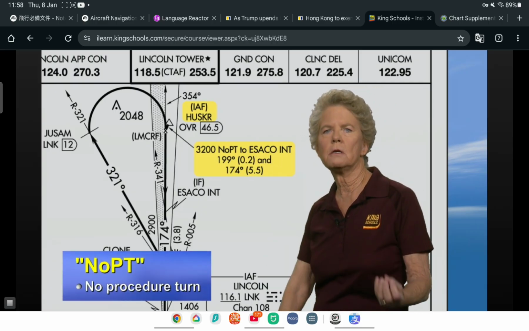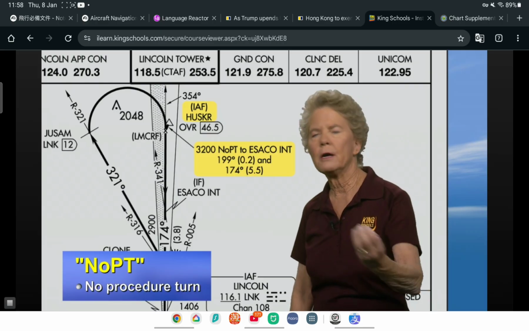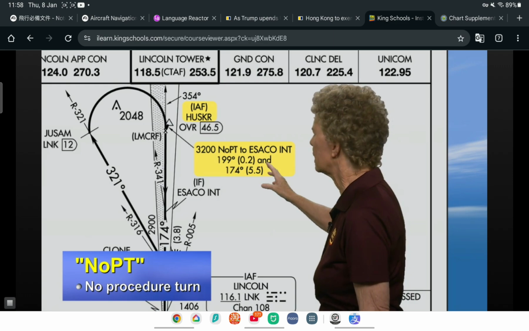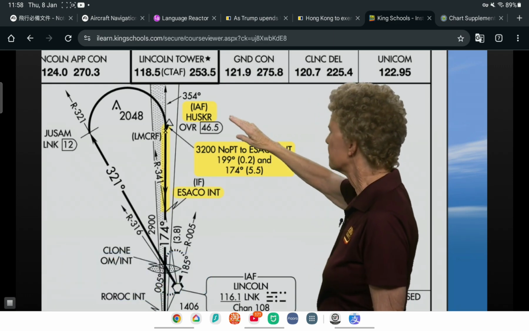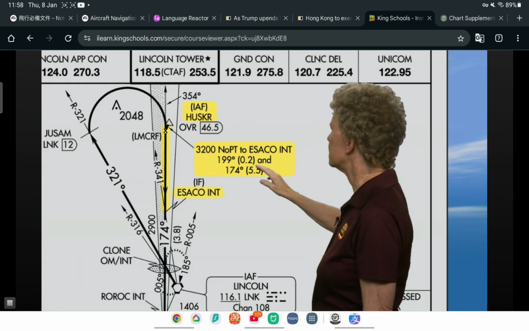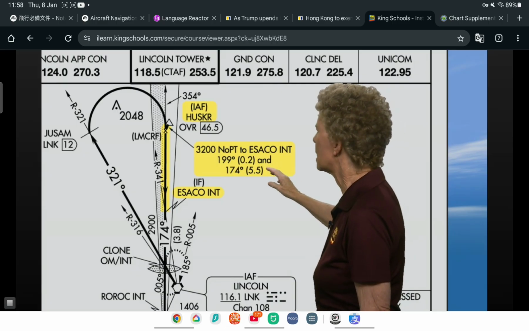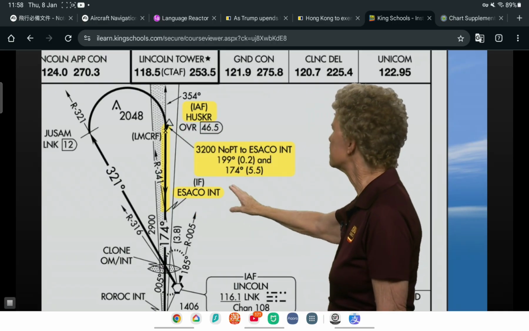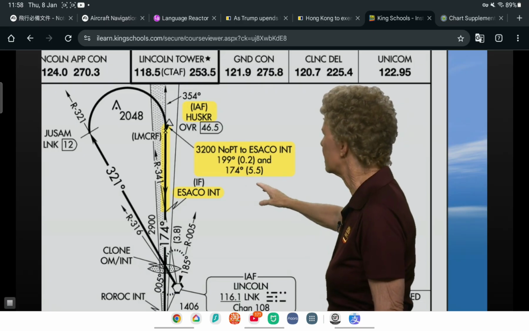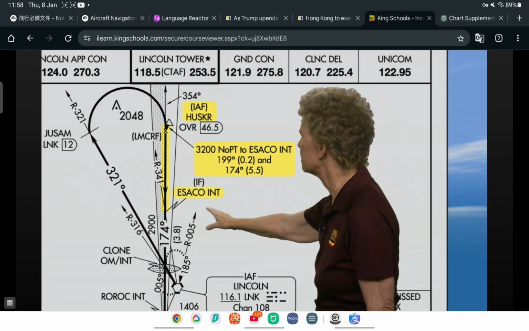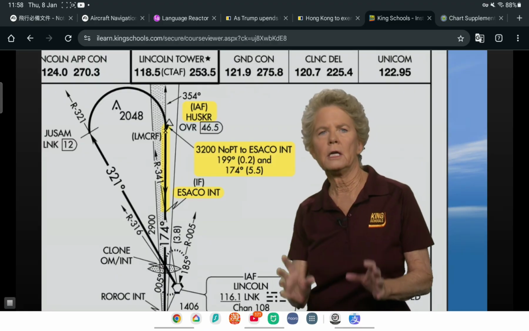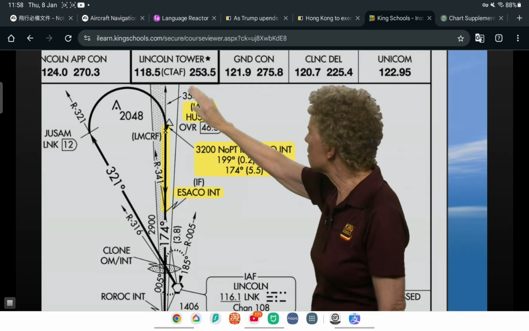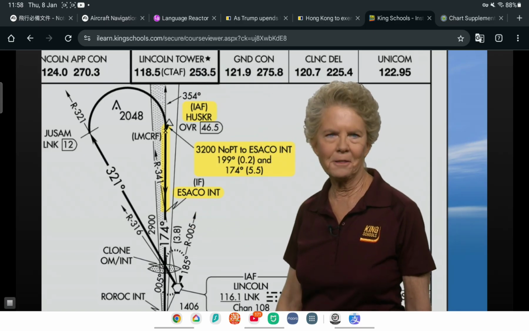Again, no PT means no procedure turn. And they also give you your heading and your distance to the next fix that you fly to. So you fly from Husker on a course of 199 degrees for 0.2 nautical miles. That's to intercept the localizer. Then you fly a course of 174 degrees for 5.5 miles to Isaco intersection. And you do not fly any kind of course reversal. You don't need a course reversal because you're already mostly lined up on that localizer.